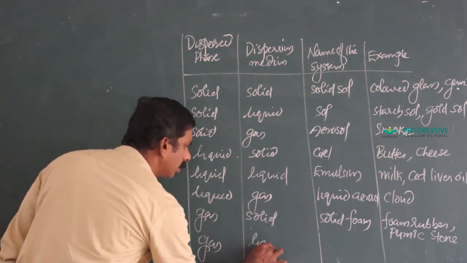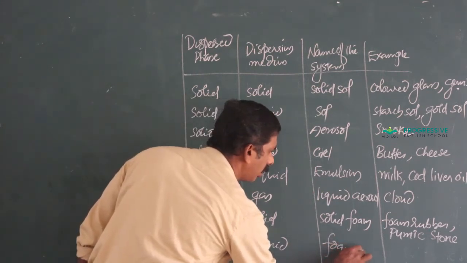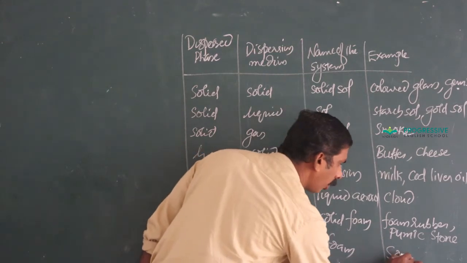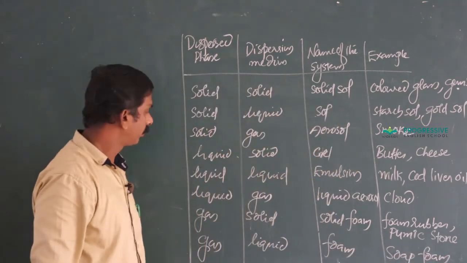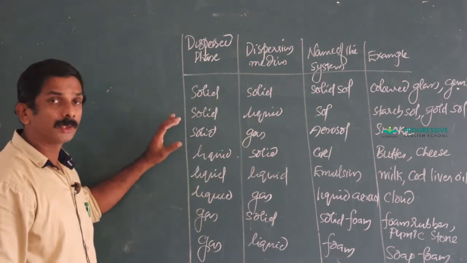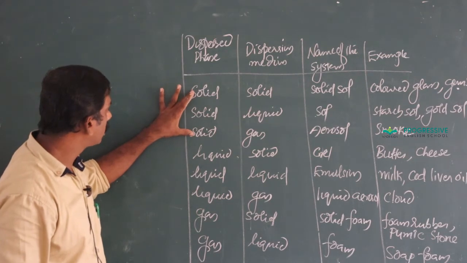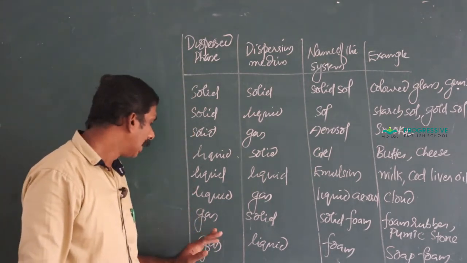Gas in liquid, that system is called foam. Example: soap foam, foam or froth. Here you can see that there are three types based on solid, three types based on liquid, and only two in the case of gas.